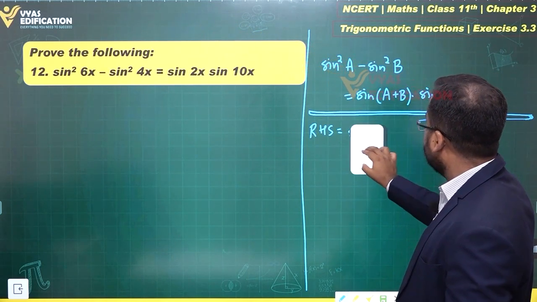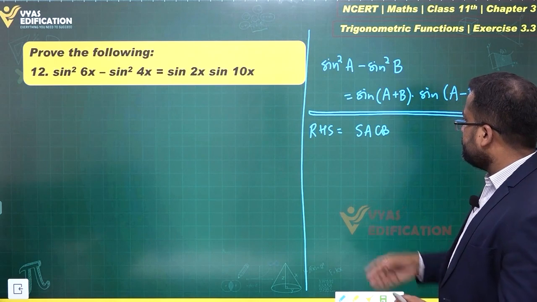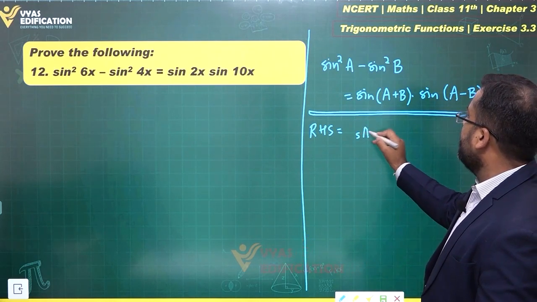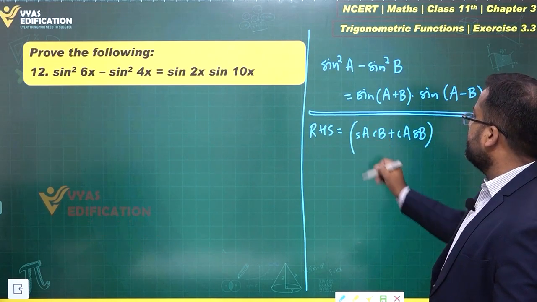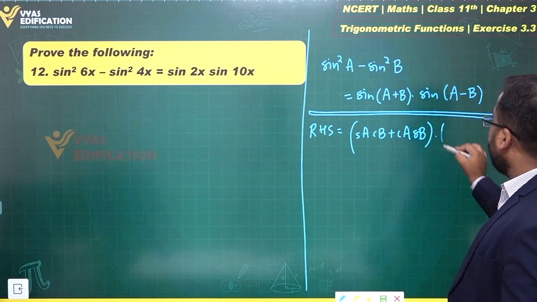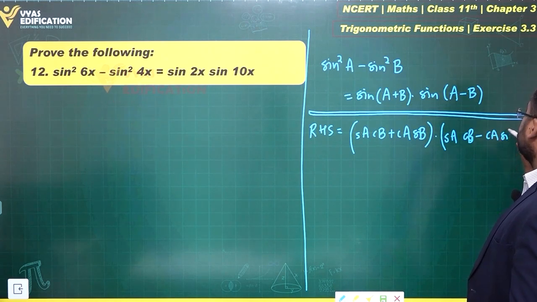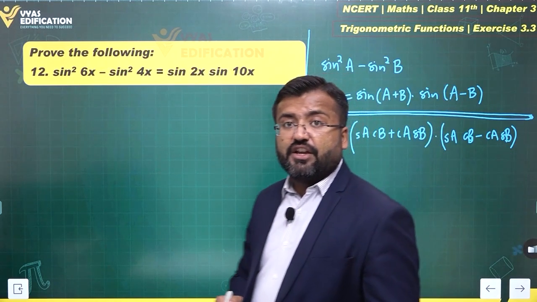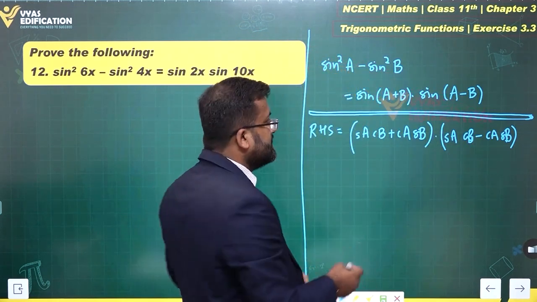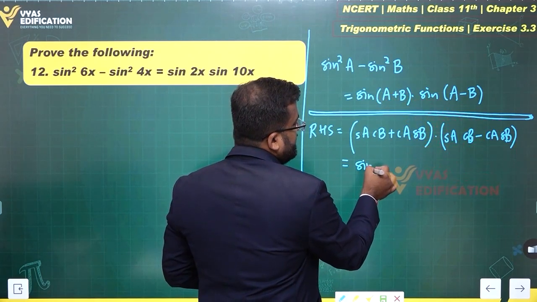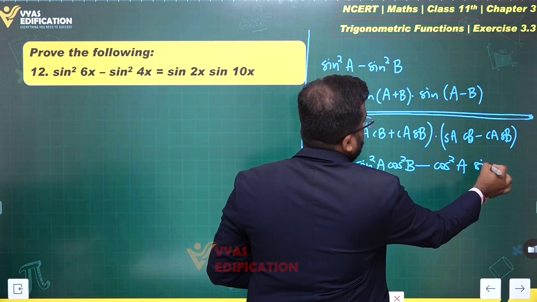Let me write it in terms of short: sine A cos B plus cos A sine B. Let us write it as this. This is one factor. The other factor is sine A cos B minus cos A sine B. This is another factor. Can you please observe that this is x plus y, this is x minus y, which will convert to simply x square minus y square. This is sine square A cos square B minus cos square A sine square B.